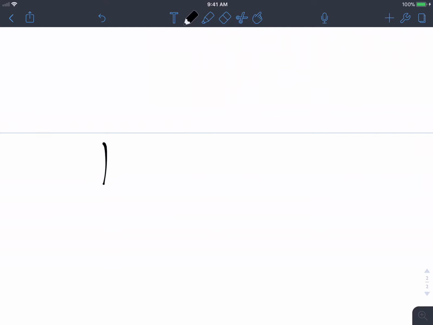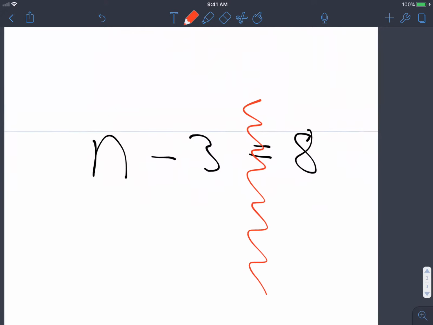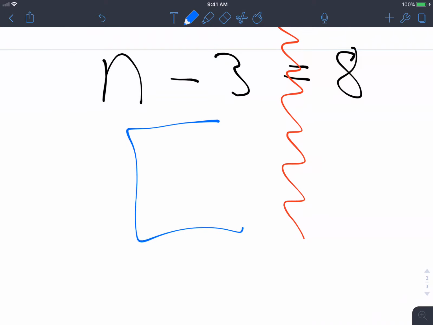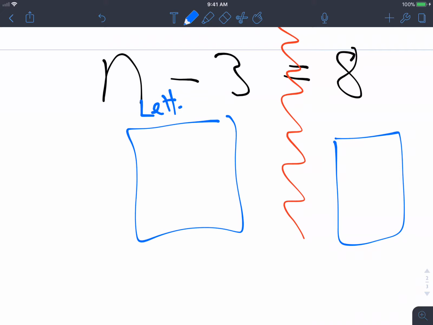Let's do n minus 3 equals 8. Okay, so again, my first step is to draw the fence. And then I'm going to put boxes and label them. So my letter box, and then my number box over here. And it doesn't matter which side you put them on. You'll see that in a little bit. But for right now, I'm going to consistently put my letters on the left side there.